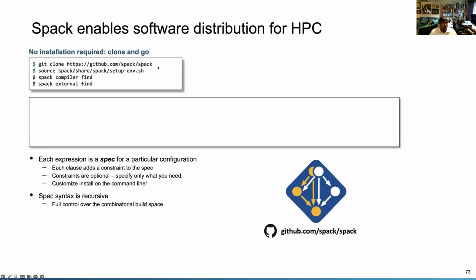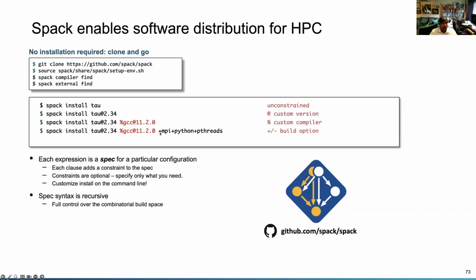So you can just clone Spack, you can source it, you can find the compilers and external packages and just say spack install tau. It will build tau and install it, but you can specify a version with an @ symbol, such as install tau version 2.34 with GCC compiler. This is the percentage for a compiler, which is found in the compiler find command. And then you can specify variants.